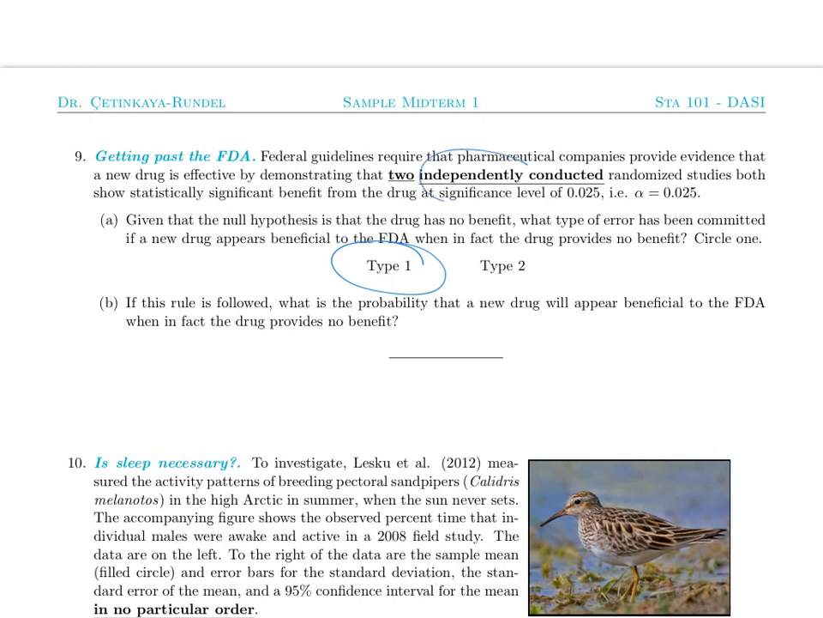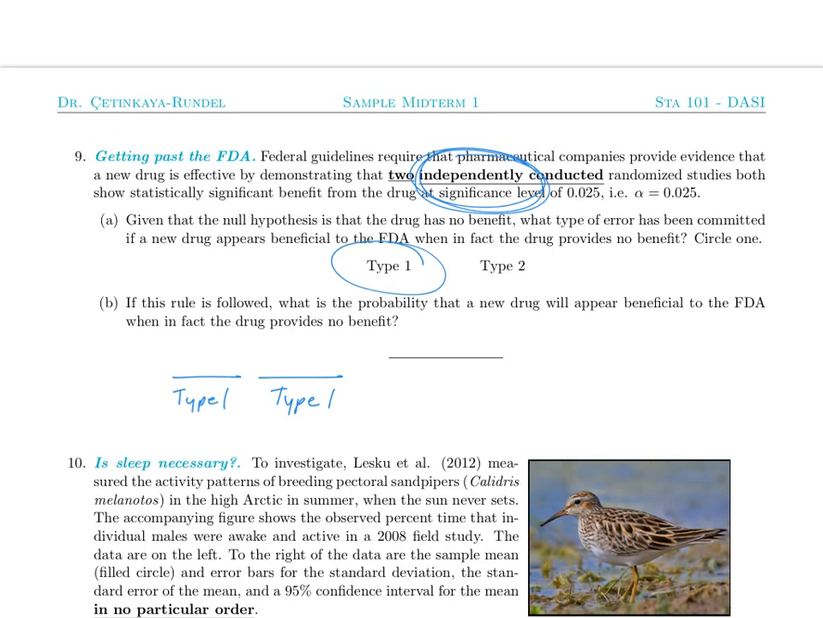Why? Because we're looking at two independent tests. So basically what it's saying is you're going to have two different hypothesis tests. And in the first one, you want a type 1 error. And in the second one, you want a type 1 error. And these are independent of each other. That's what the instructions say.